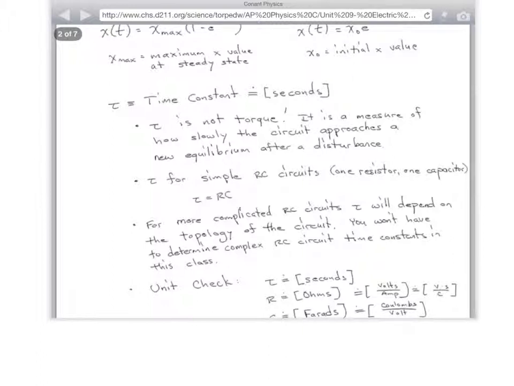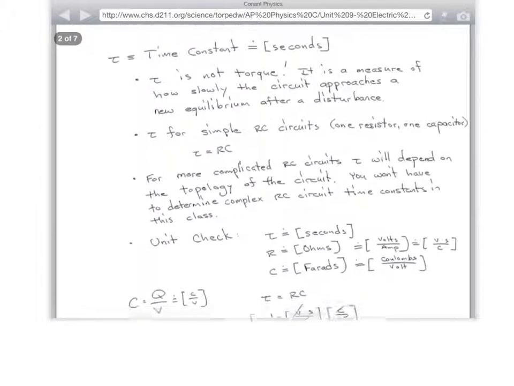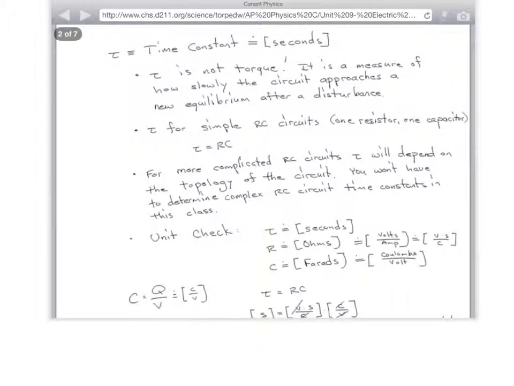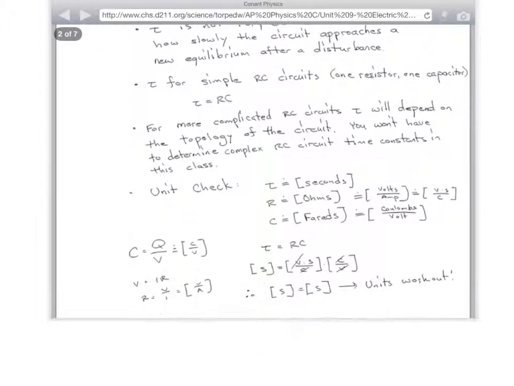All right, let's check units, shall we? Ready to have your head blown? Yes. Here we go. Unit check. What's the units of tau? Seconds. Tau should be RC, right? What's the units of R? Ohms. What's the units of C? Farad. So, did you know an ohm times a farad equals a second?